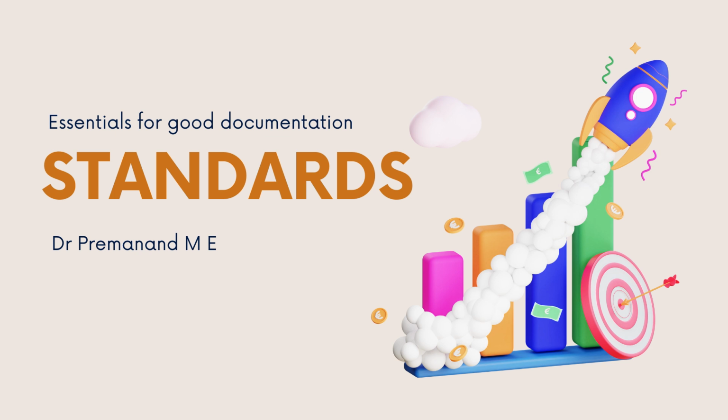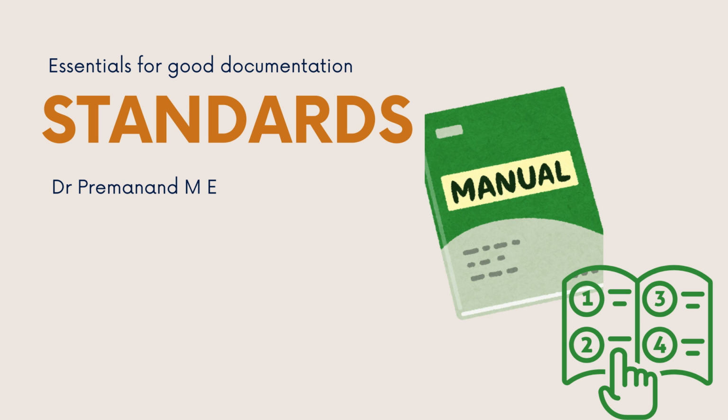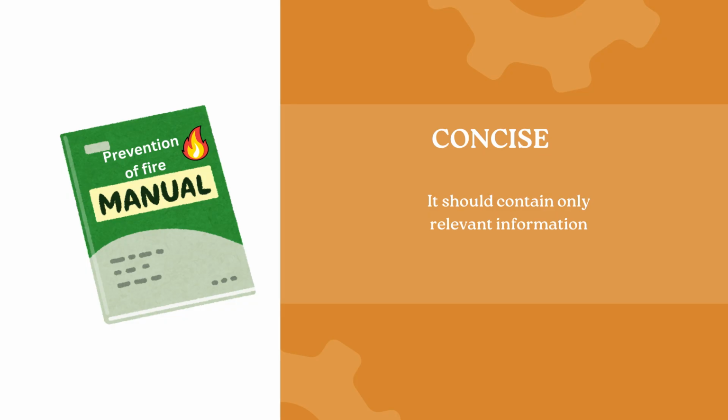For example, every company would definitely have a sort of manual by which they would be able to tell their employees what to do in certain circumstances. For example, suppose in a company there is a fire manual. In the fire manual, they talk about how employees are supposed to react when fire occurs.